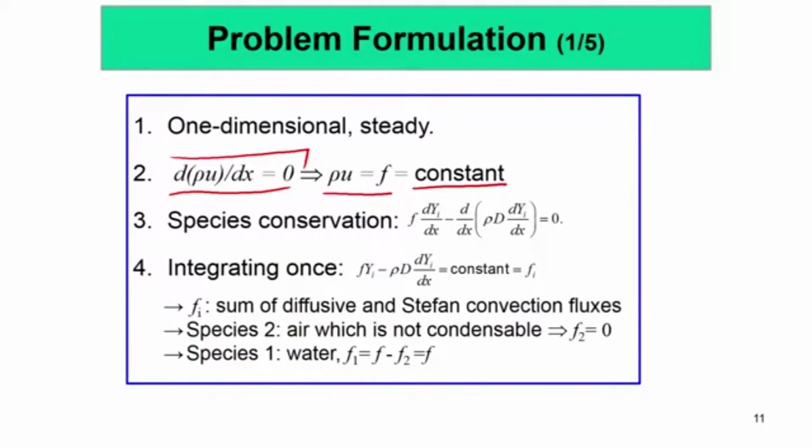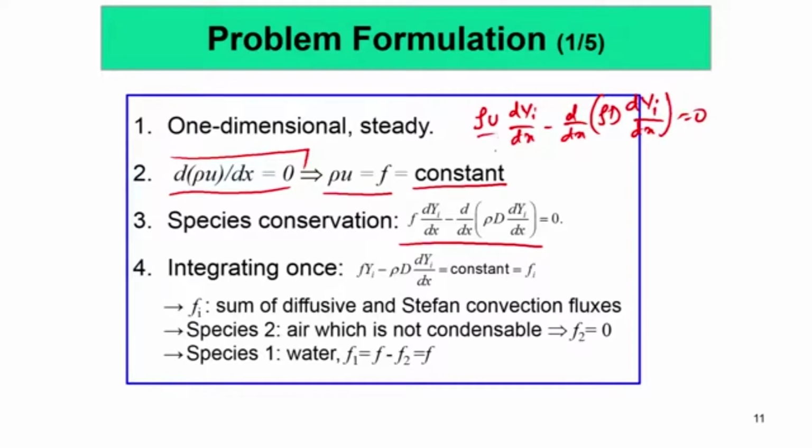Okay, so for that, if you consider the species conservation, this is f times dyI/dx minus d/dx of rho D dyI/dx, equal to 0. Of course, f is equal to rho u, because the actual formula is rho u dyI/dx minus d/dx of rho D times dyI/dx equal to 0. So that is the thing.